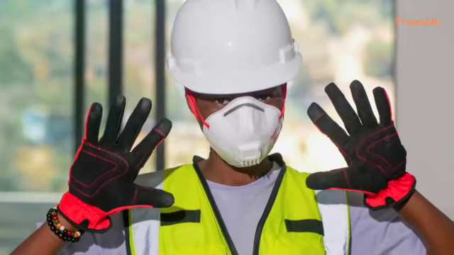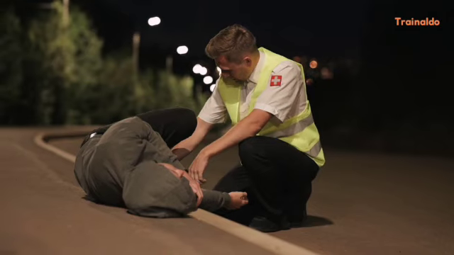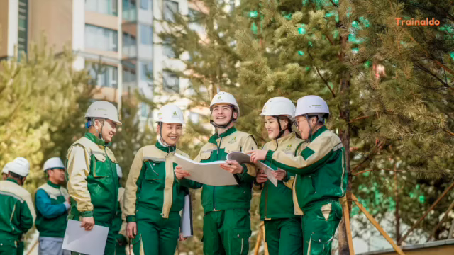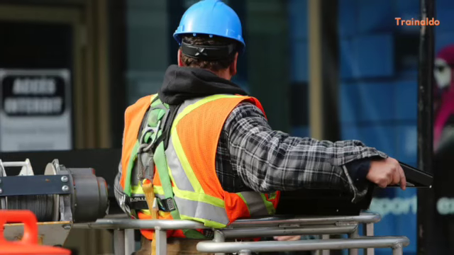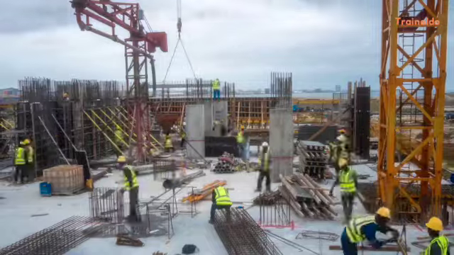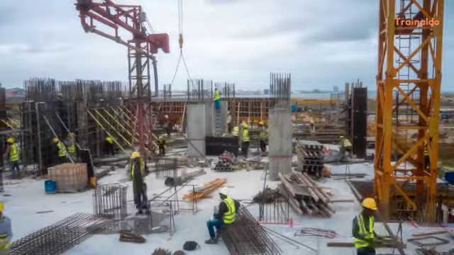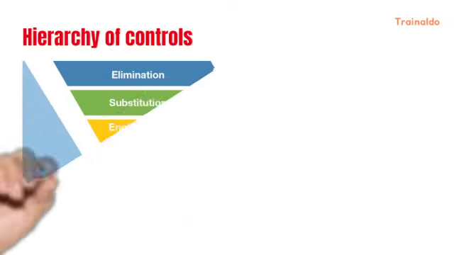By the end of this training, you will understand how to manage hazards, apply control measures, and respond to emergencies effectively. Safety on site is everyone's responsibility, and every precaution you take contributes to protecting lives. Let's begin by exploring how risks on a construction site can be managed effectively using the hierarchy of controls.